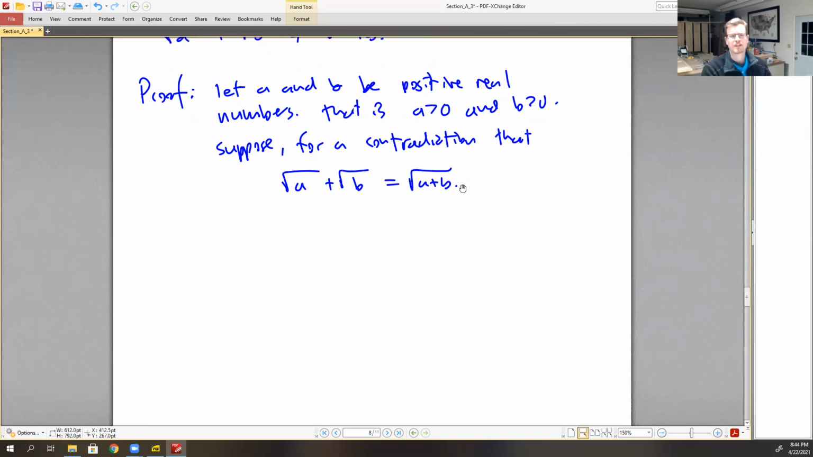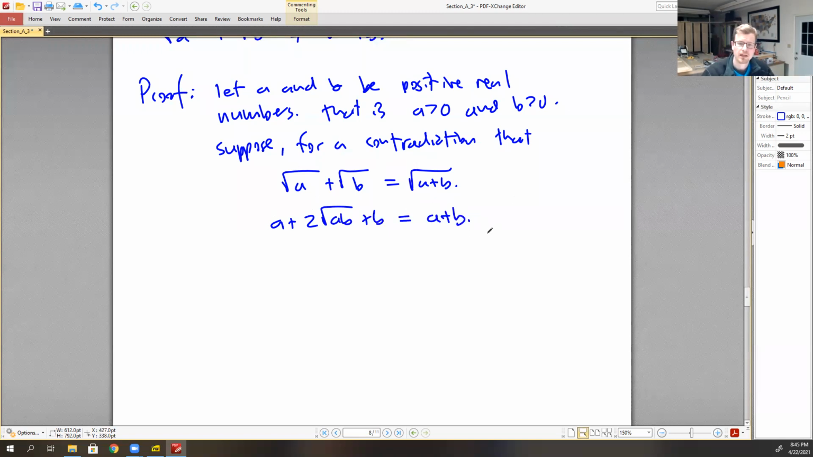Okay, what does that give us? Well, we're not going to know immediately where this is going to go, and that's fine. But what can we do to this? Well, we know that a is greater than 0 and b is greater than 0. So let's see what we can find out about a and b when we say that these are equal to one another. Let's square both sides. That would give us a plus 2 times the square root of ab plus b is equal to a plus b. Now there's an a and a b on both sides, so I can subtract that from each side to get 2 times the square root of ab is equal to 0.